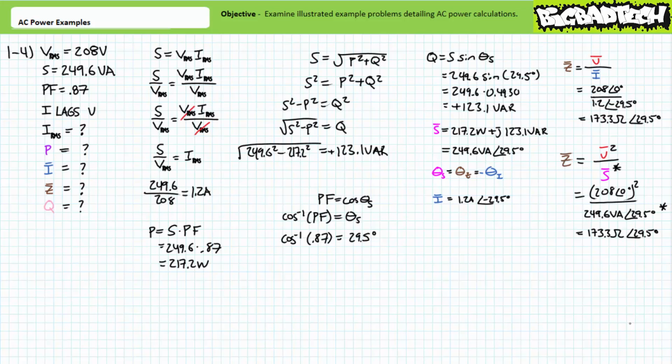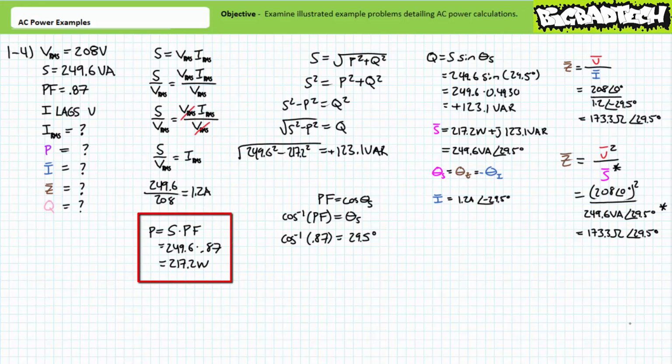Since we're not given phase shift or angles up front, let's start off employing the techniques foregoing the use of complex numbers. Given apparent power magnitude is a product of voltage and current effective values, we can rearrange this equation to solve for current, where current is apparent power magnitude divided by voltage. Substituting in our given values, we find current to be 1.2 amps. We know current to be lagging, but right now we don't know by how much.